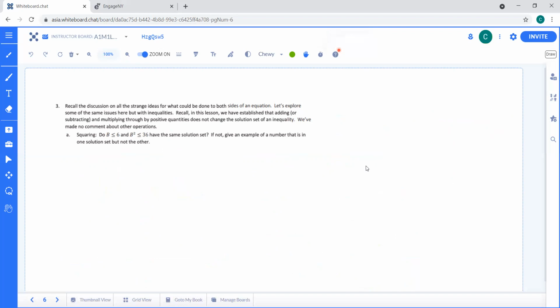Now, remember, we've been talking about all the things that can be done to both sides of the equation. It doesn't matter, right? So what does it mean if we're squaring something? Is it the same thing? Remember, we've talked about this. No, it is not, because it can be a plus or a minus. Okay, b is not less than or equal to 6 whenever it's b squared. Okay, not the same.